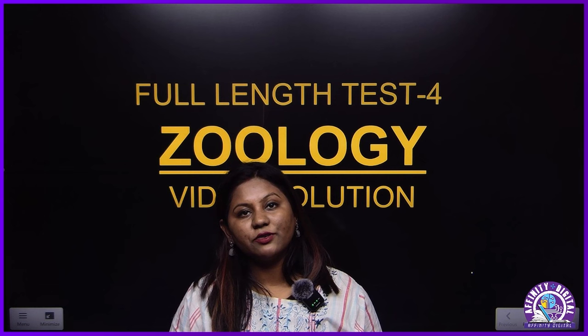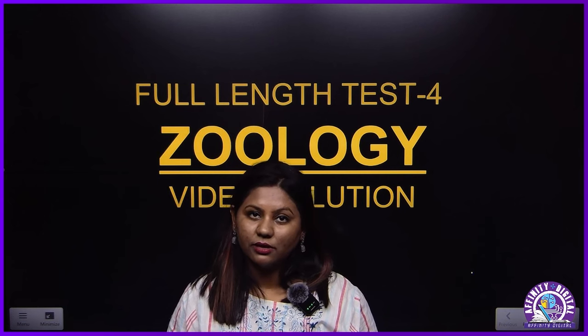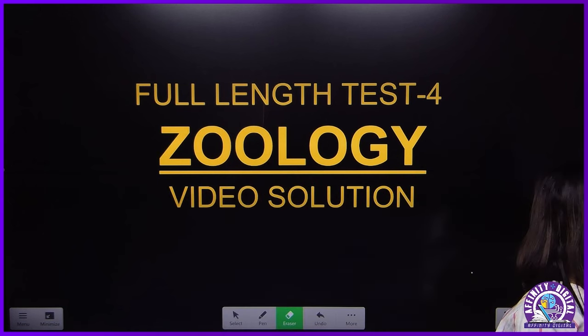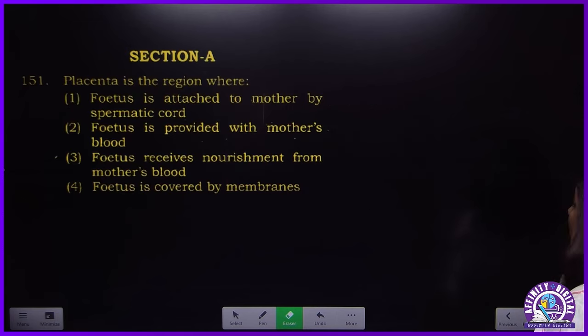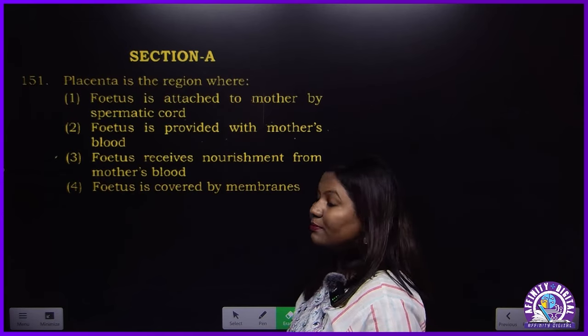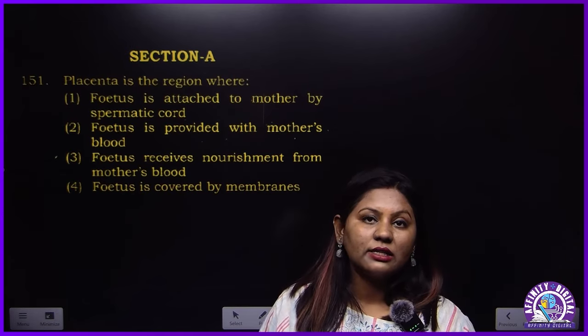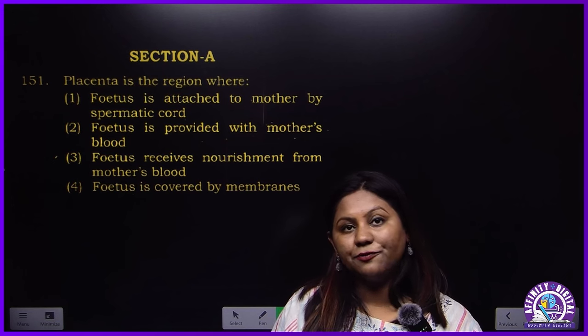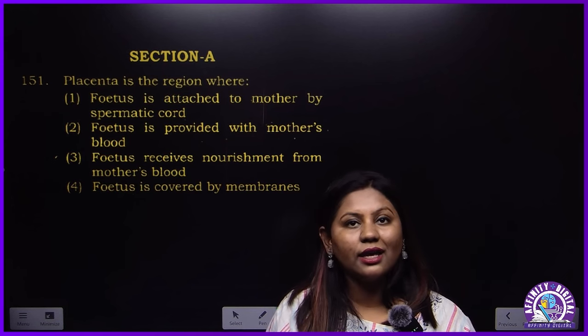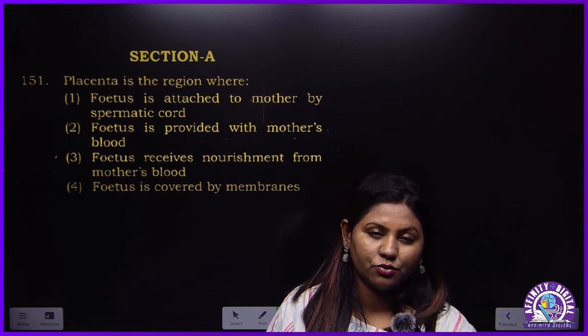Today we will be starting with the solution of full length test number 4. Starting with the first question, placenta is the region. Placenta जो है वो maternal endometrium and fetus का जो chorion and allantois part है उसका combination होता है.